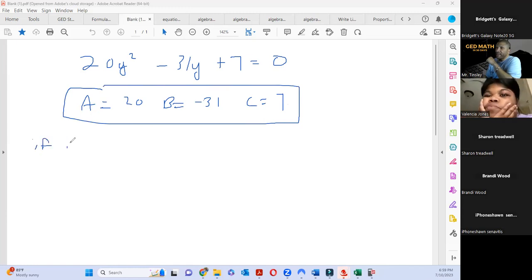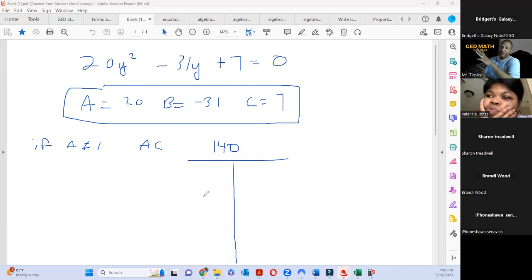If A is not equal to 1, we're going to factor A times C. What is 20 times 7? It's 140. Remember, these are powers of 10. 7 times 2 is 14, add a 0. That's mental math. Now, this is a much longer problem because we have to find the factor pairs of 140. That's a whole lot.